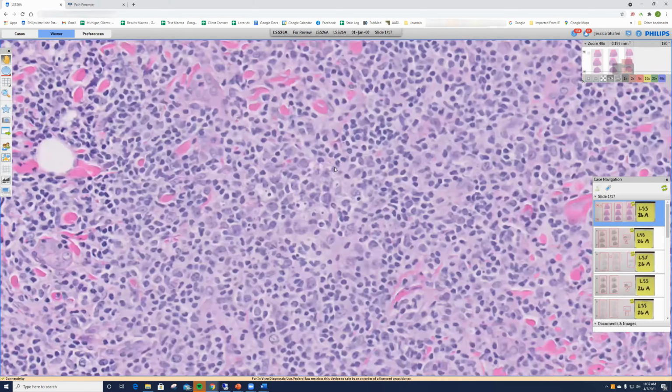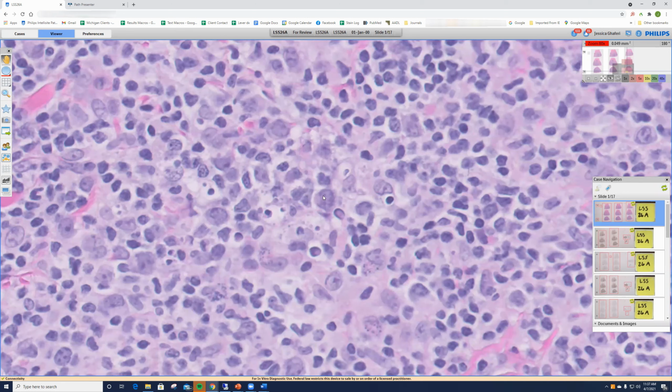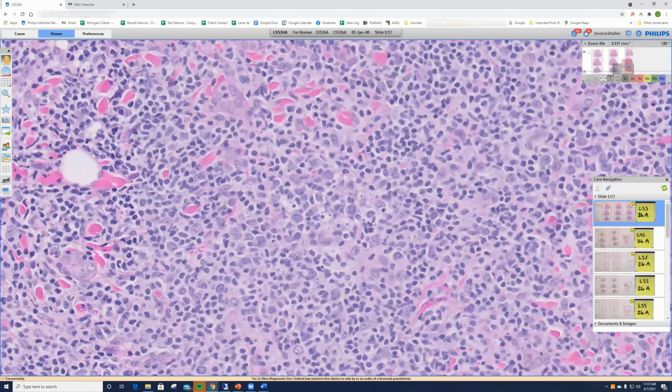So we're seeing some of these immunoblastic cells, or centroblastic cells, with the open chromatin and these prominent nucleoli. And then again, some of these smaller cleaved cells with the darker nuclei and that central kind of linear structure here. So we're seeing centroblasts and then also centrocytes. And then an admixture of other lymphocytes here.